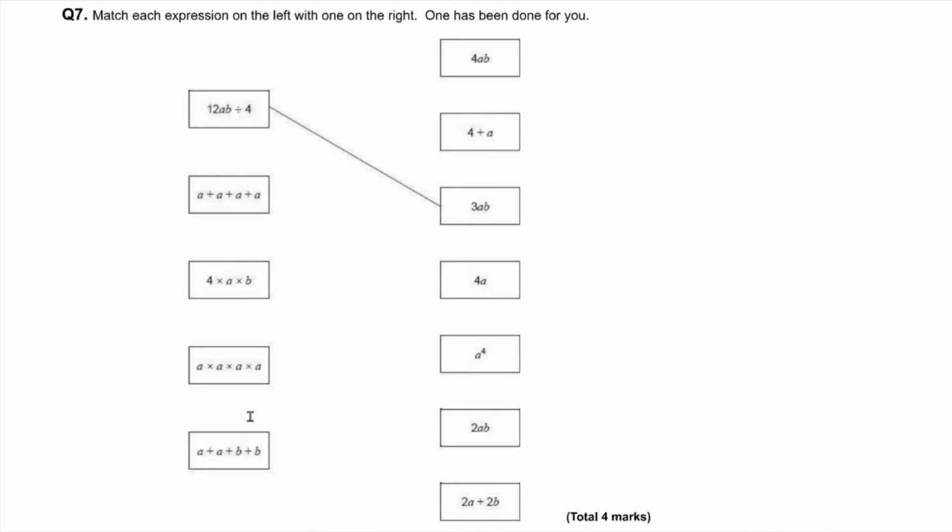Question 7, match each expression on the left with one on the right. One has been done for you. Yeah, 12ab divided by 4. So like I was saying earlier, I've got a 12 and a 4, so I'm going to divide those. And I've got an a and a b, so they just stay as they are. So the 12 divided by 4 is going to give you the 3, and then we've just got the a and b that we had to start with. Okay, a plus a plus a plus a, that's 4a then, isn't it? 4a is when you've added them all together. So these are all like terms, so we can just add them all up. That's going to be 4a.